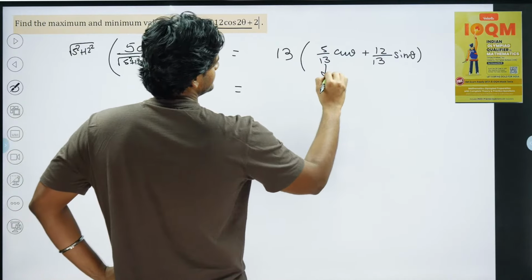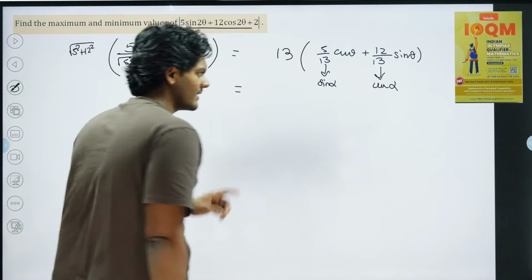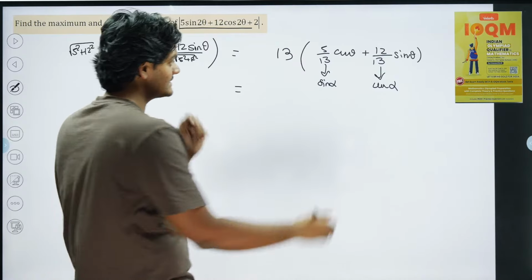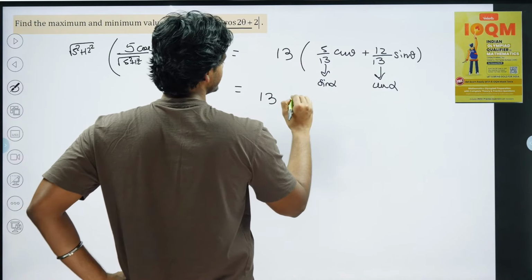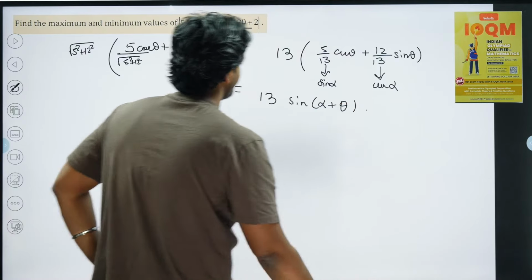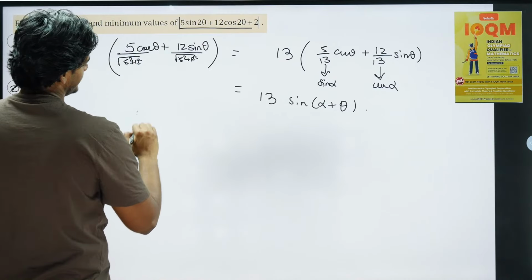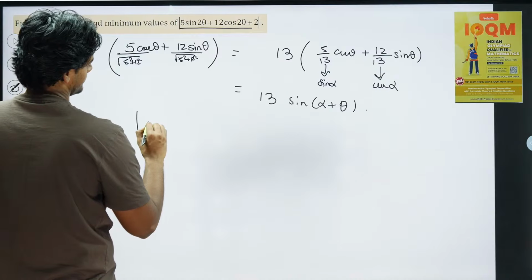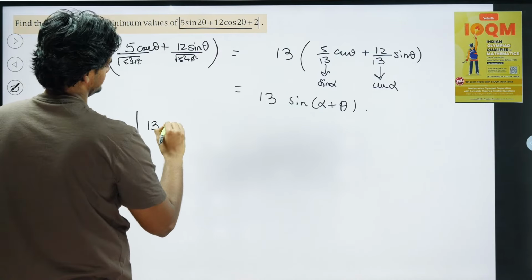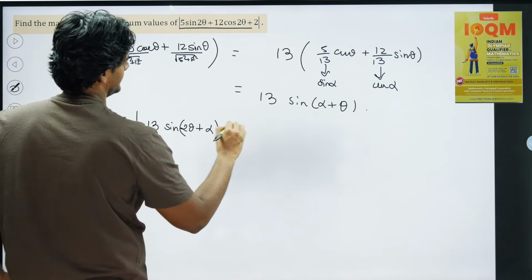You see, if I take this to be some sin alpha, then this becomes some cos alpha. There will exist one alpha acute angle such that this happens, right? And since when that happens, I can write this as 13 sin alpha plus theta. Similarly, for this one, I can write it as mod 13 sin 2 theta plus alpha plus 2.